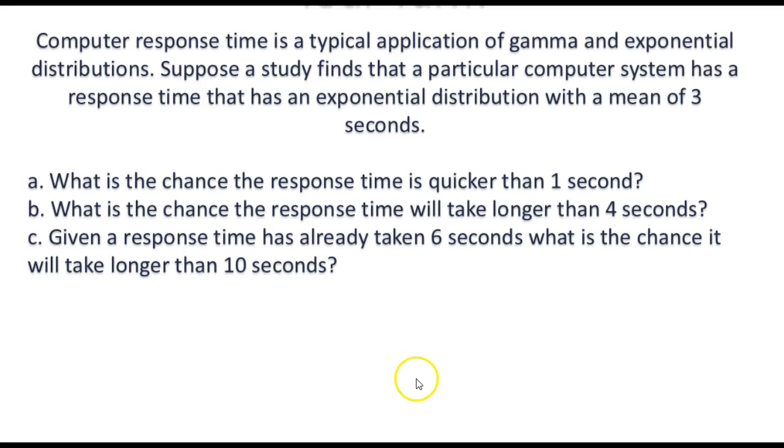All right, so for this last part, if we go back to the original example, it says given a response time has already taken 6 seconds, what is the chance it will take longer than 10 seconds? And so there are 2 ways that we can do this problem. We can consider the conditional probability, or we can do it using the fact that we know that the exponential distribution has the memoryless property.